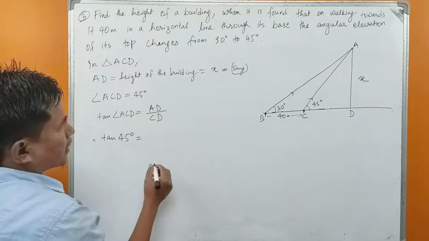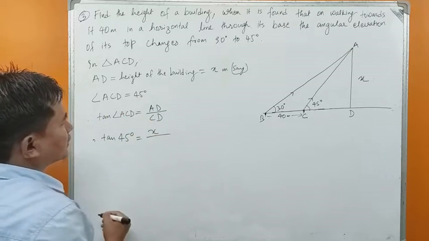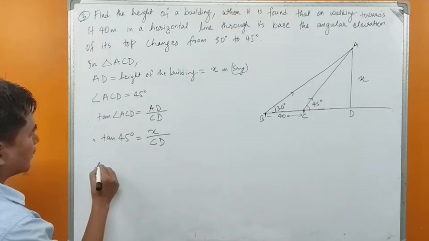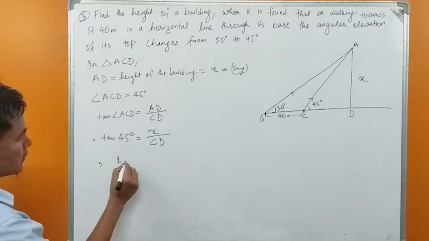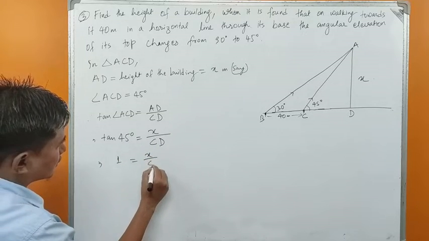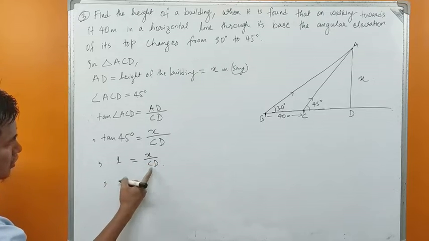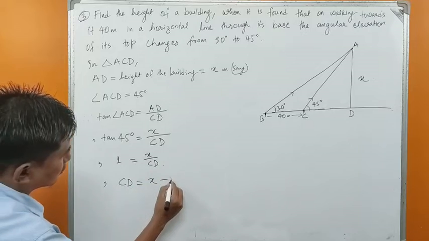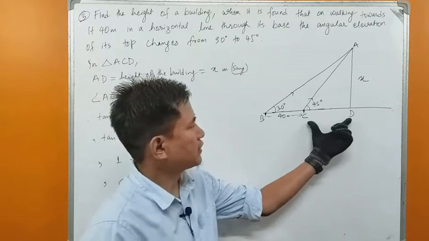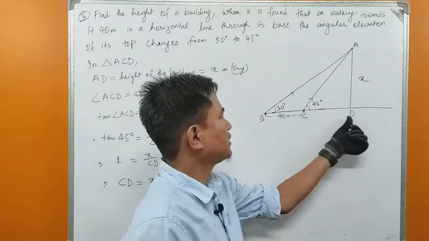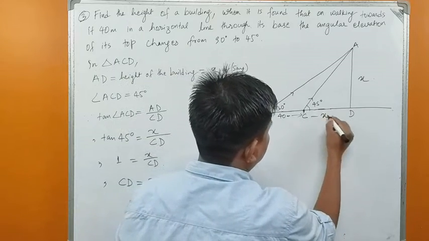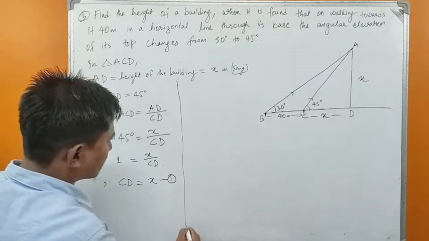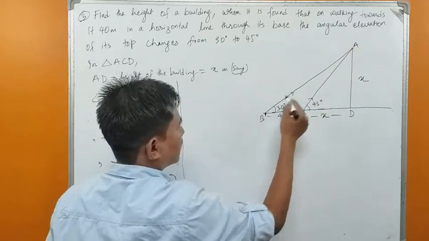equals to AD means x. We have assumed the value of AD is x. CD is not known to us. We are trying to find CD. So tan 45 means 1, isn't it? Equals to x upon CD. Or CD into 1 is CD. CD equals to x. So this is equation 1. So the value of CD, distance between the 2 points C and D, is x meters. Now let us see the bigger triangle ABD.